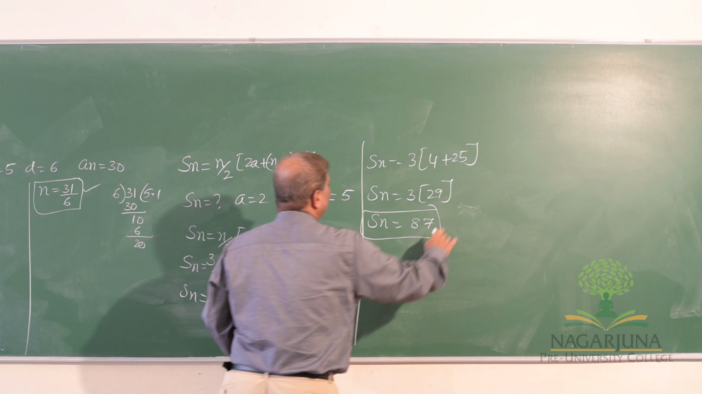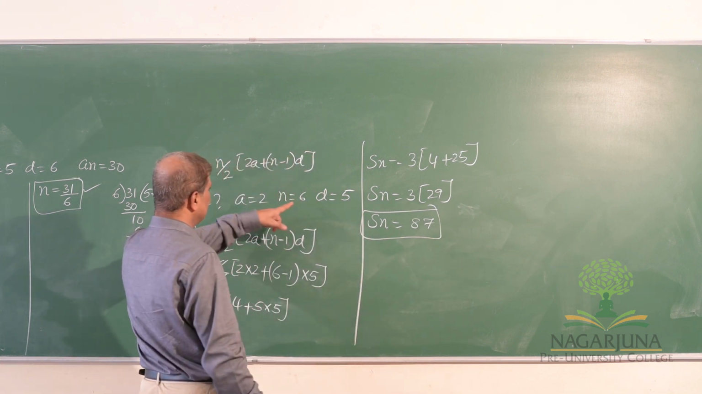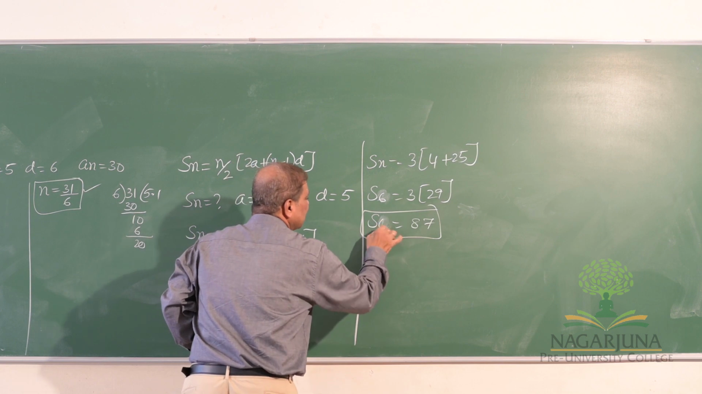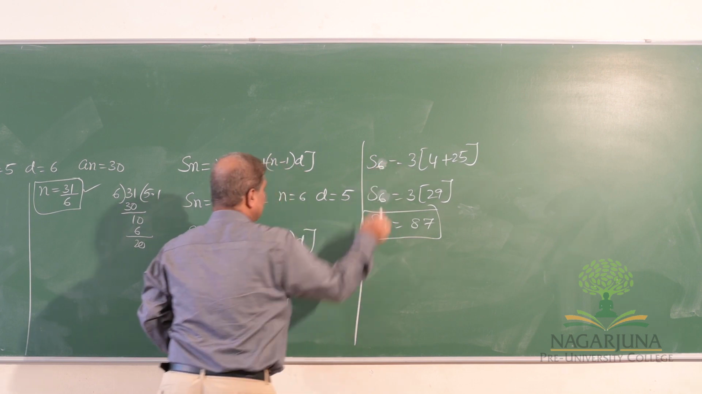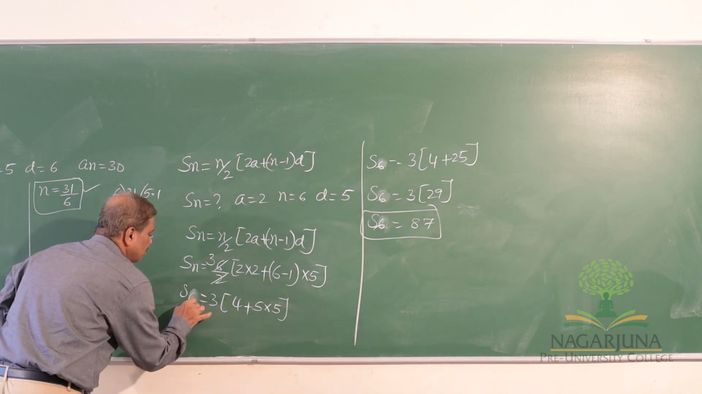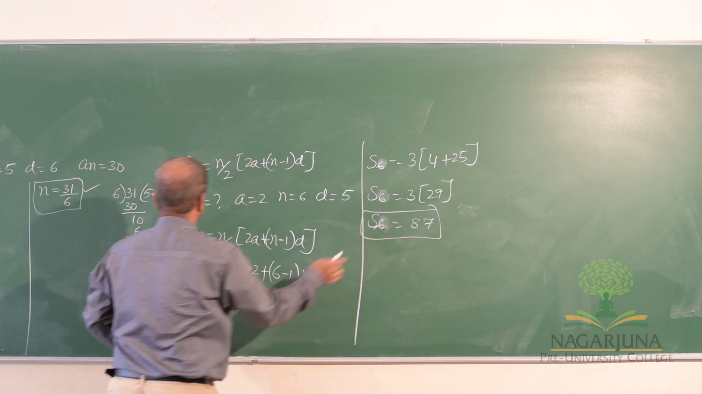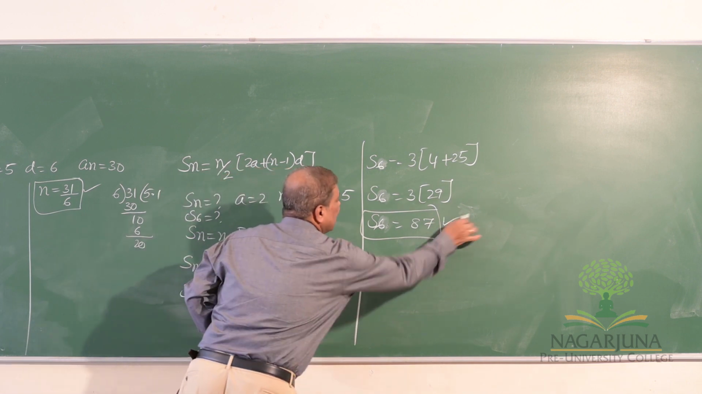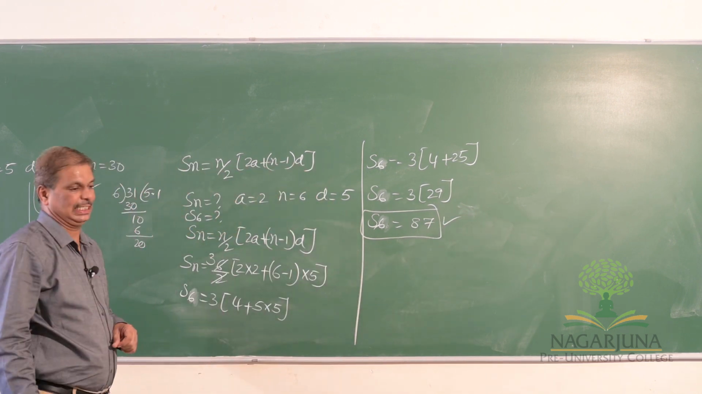So for example, the number of terms n is equal to 6, so here we write S6. Now S6 is what we have to find out. So the S6 value is equal to 87.